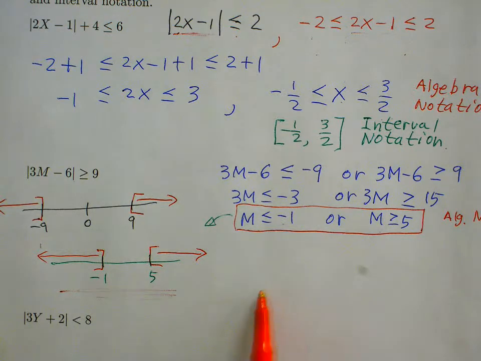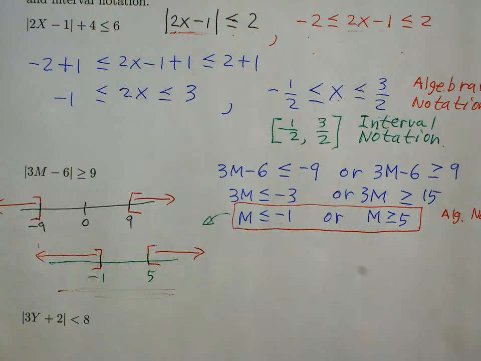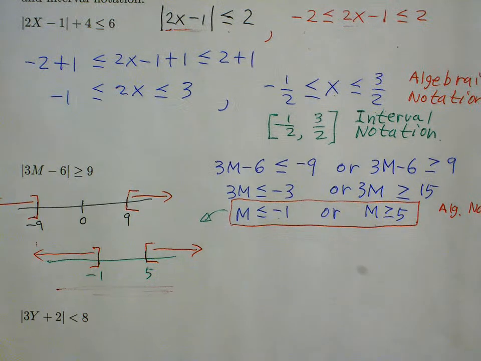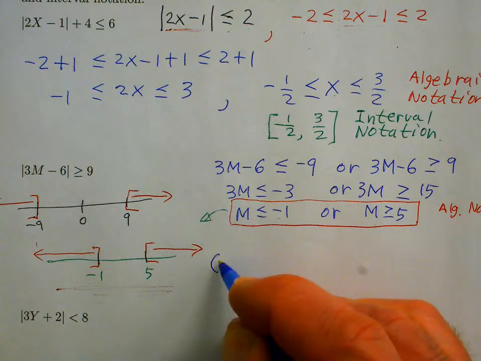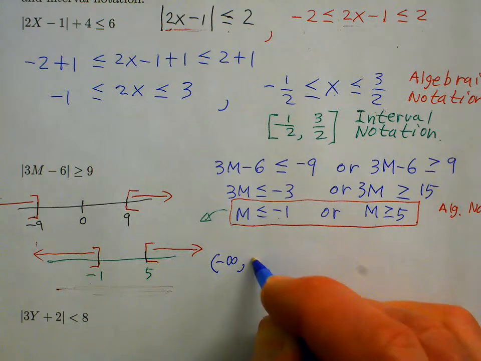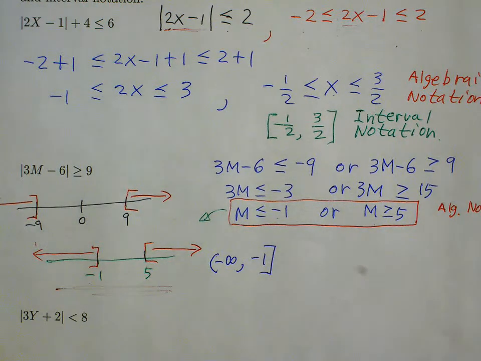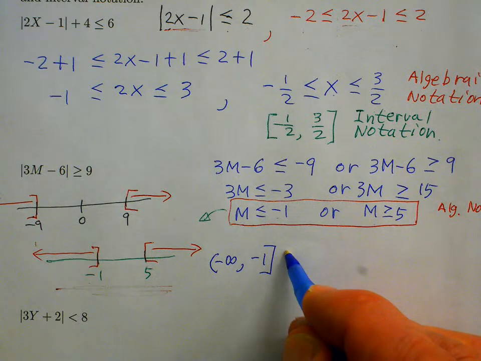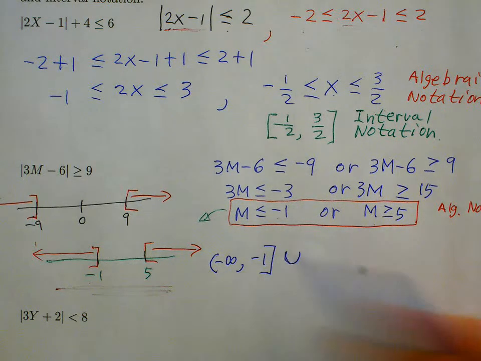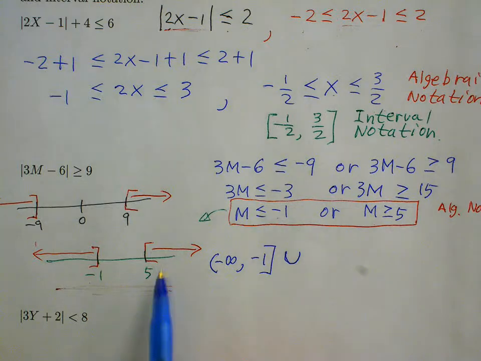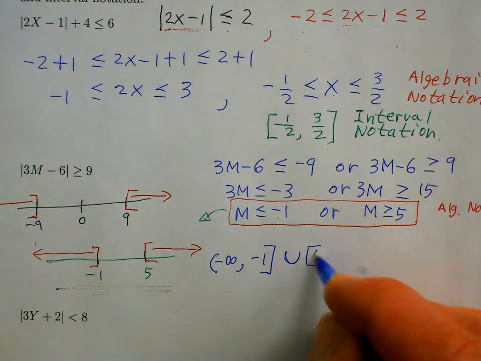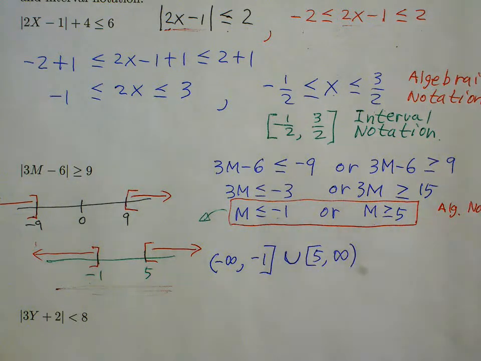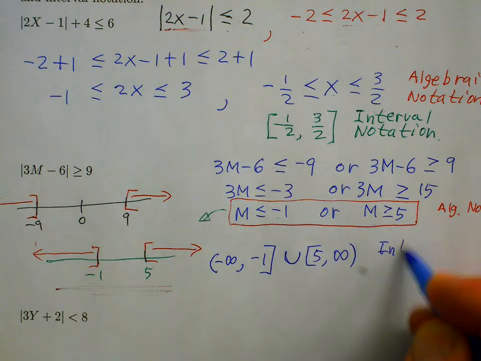So the interval notation, so this part of the number line from negative infinity up to negative 1, including negative 1, we write parenthesis negative infinity, comma, negative 1, bracket. And then we use the union symbol. And then the other part of the number line is bracket 5, comma, infinity. This is the interval notation.